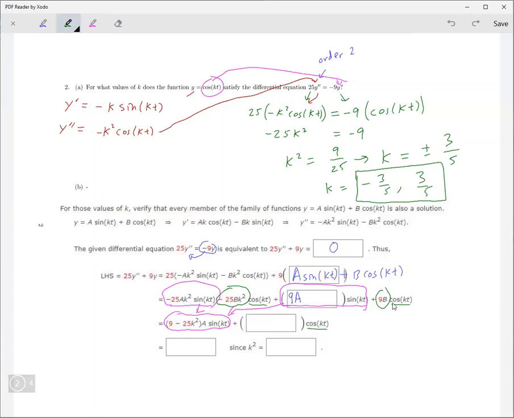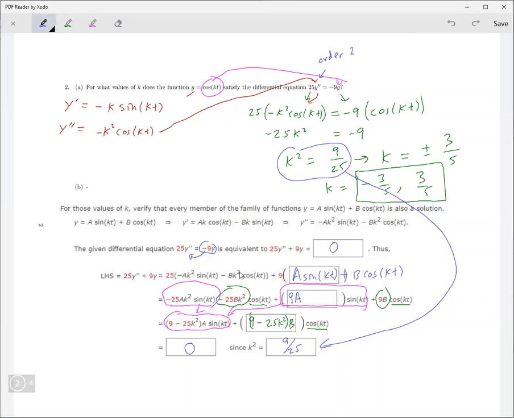Okay, so the cosine kt is right. So basically just take these two and factor a cosine kt out, and you're left with 9 minus 25 k squared b. And the whole thing is going to be 0, just like this 0, because k squared is 9 over 25. So here this is k squared, and that comes into play right there. Okay, so that wiped both those out.